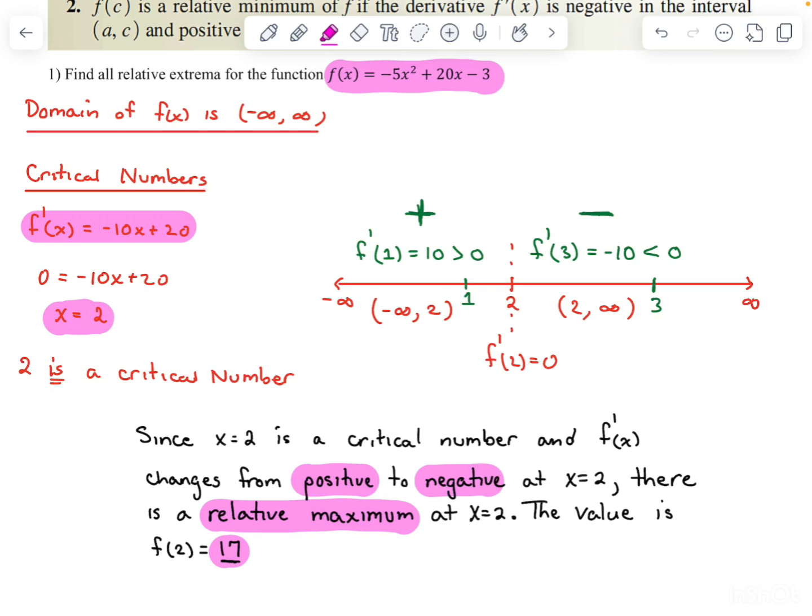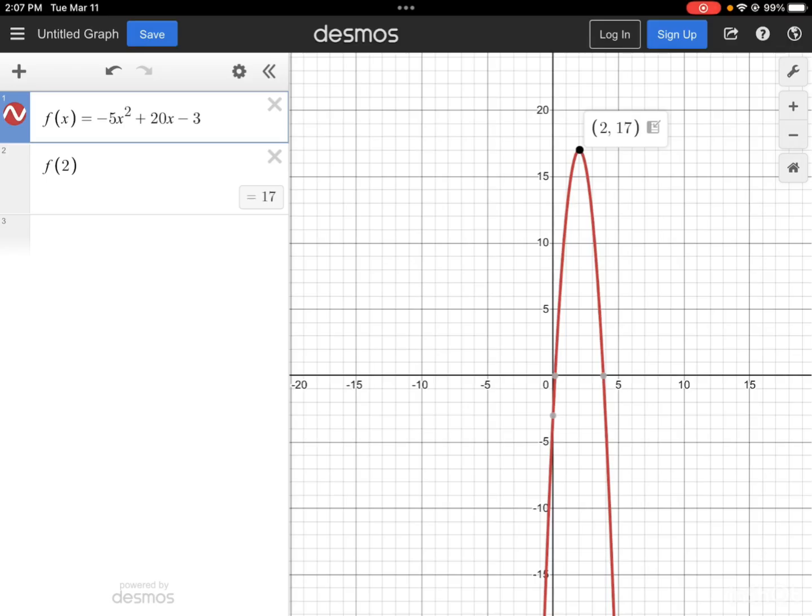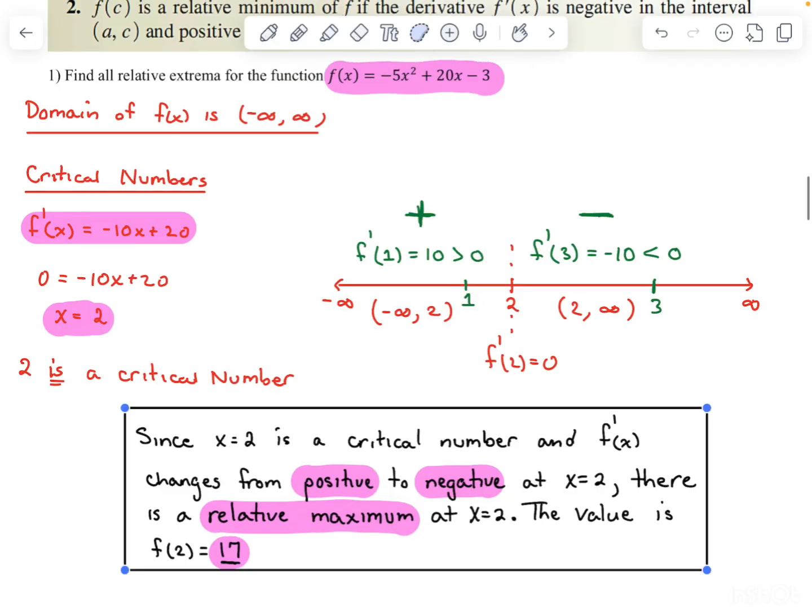Now before I box this answer, I'm going to go ahead and graph f of x in Desmos to verify the results. So I've gone ahead and entered the function in Desmos, and you'll notice that there is indeed a relative maximum at x is equal to 2, and the value of that relative maximum is 17. And we are done.